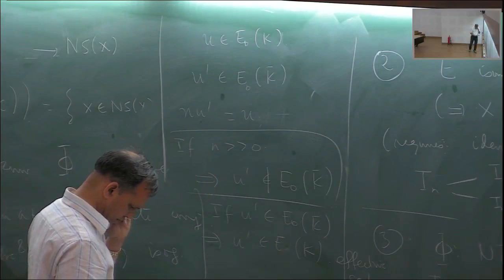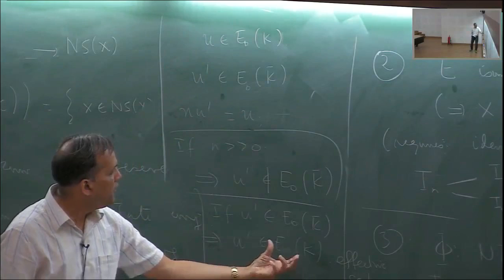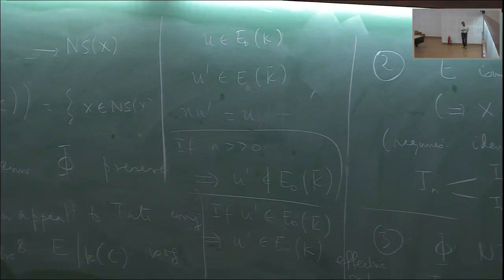Basically, I don't need this. So if you take n times u dash is u, and if u dash is in E naught of K bar, then u dash belongs to E of K. So once you have this, then you can get this, and from here you can get that section. So that part is, yeah, sorry. Yeah, it follows from the compatibility.